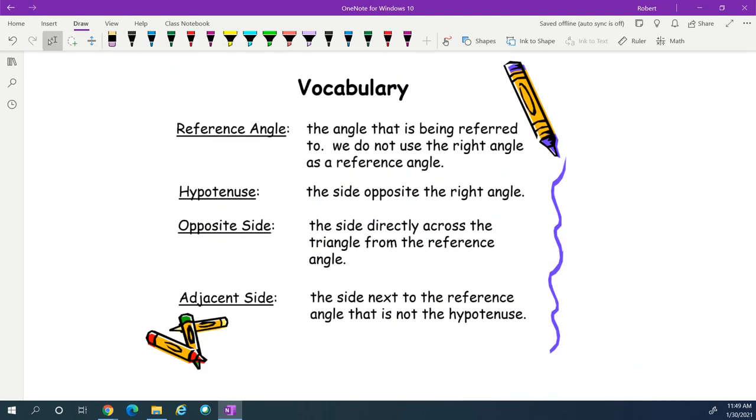When we look at our right triangles, we always want to identify these four things, which is our reference angle. Now, it's not the right angle. For our purposes, it will be one of the acute angles. It could be either one, but we have to know which one we are basing all of our work on. We want to identify the hypotenuse, which is opposite the right angle. The opposite side, meaning the side opposite our reference angle. So again, we have to know our reference angle. And then the adjacent side, or the side next to the reference angle.